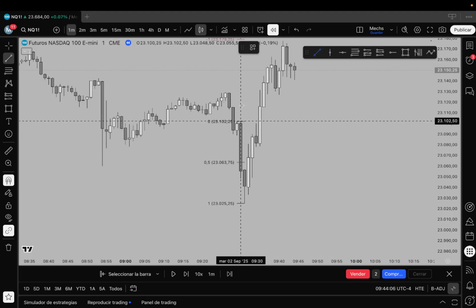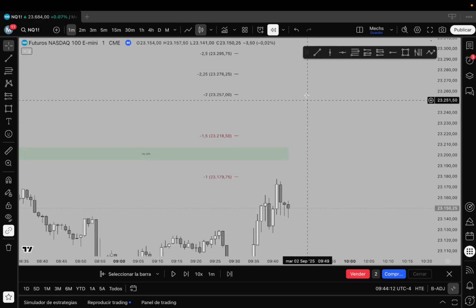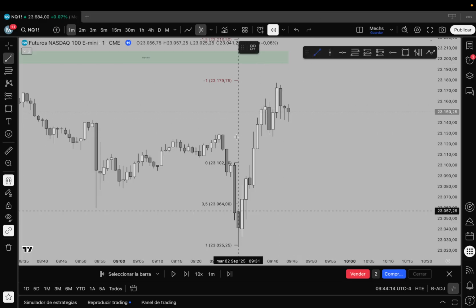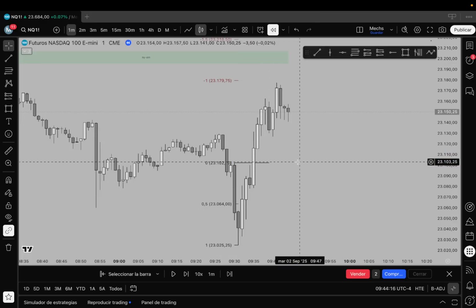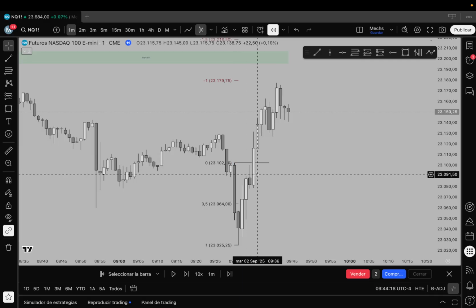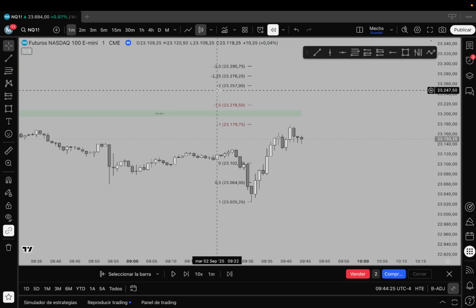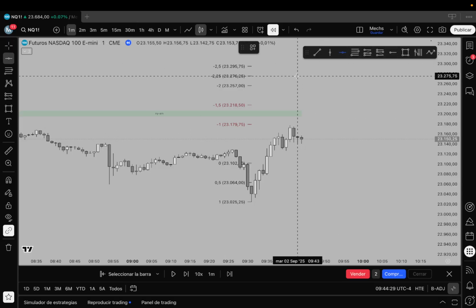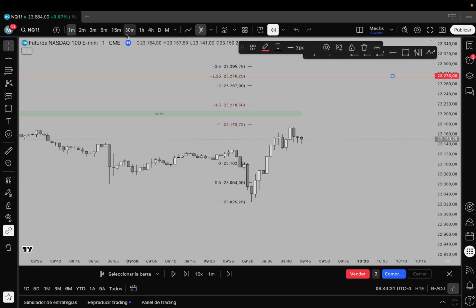Okay, so look, actually, yeah, that's better. Why here? Because it's breaking this structure. I mean, this candle is closing above this wick. Okay, but that's why. Yeah, I was watching this level.